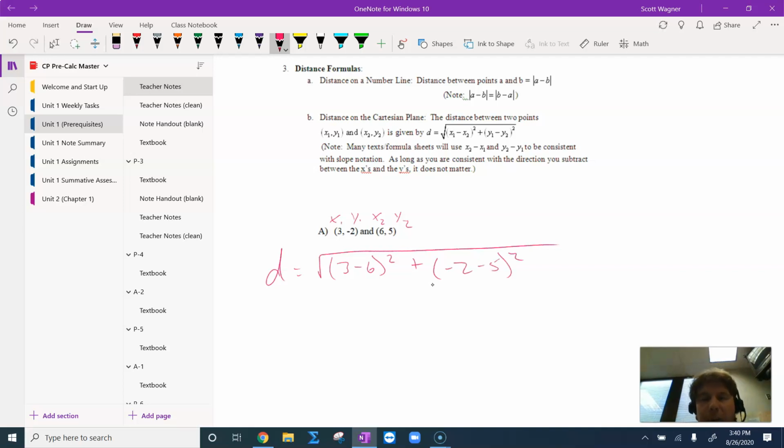If you like to switch them and put x2 minus x1 first, that's okay. That's allowed, as long as you stay consistent. You can't start with x1 and then in the second group start with y2.